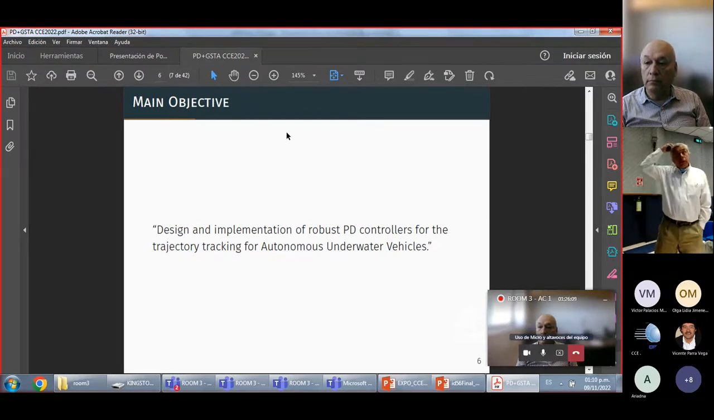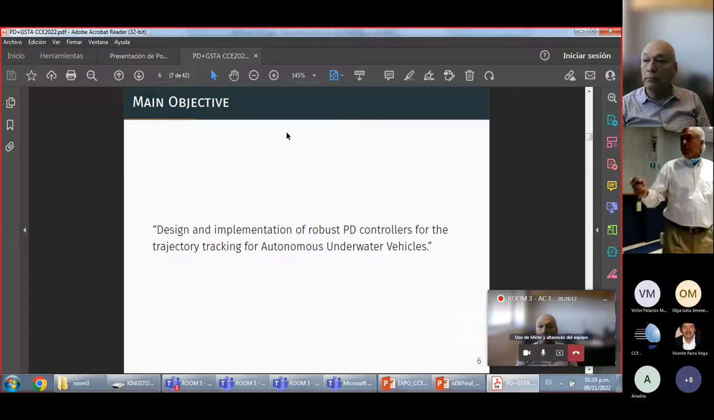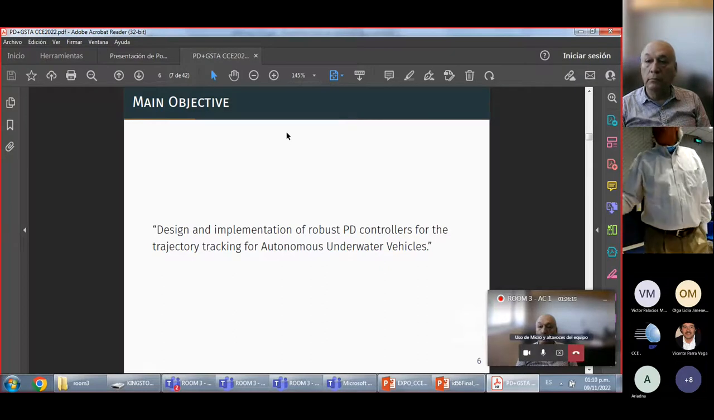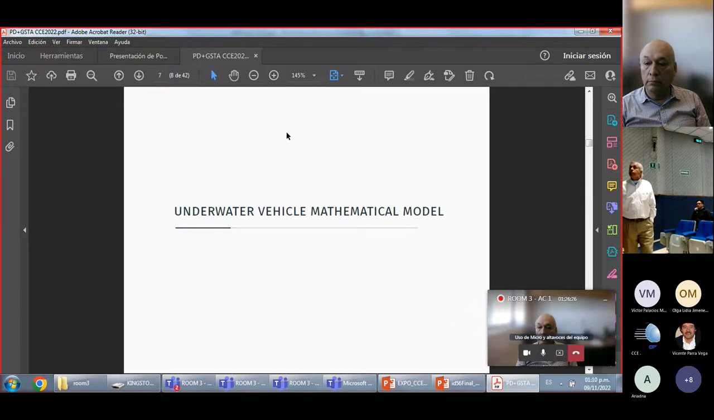The main objective of the work is the design and implementation of the operational tracking of a specific prototype of a modern vehicle. The mathematical model.